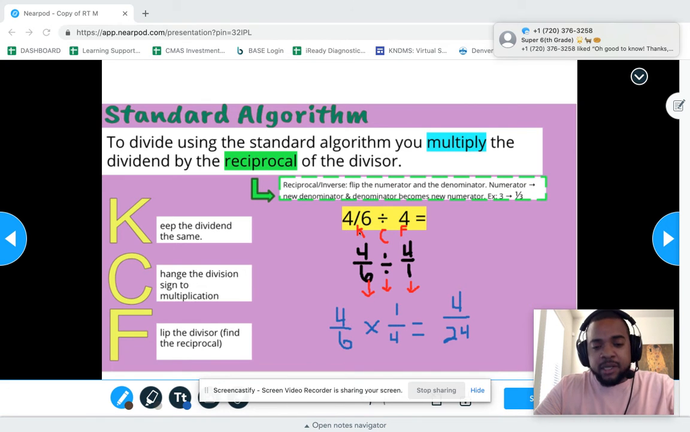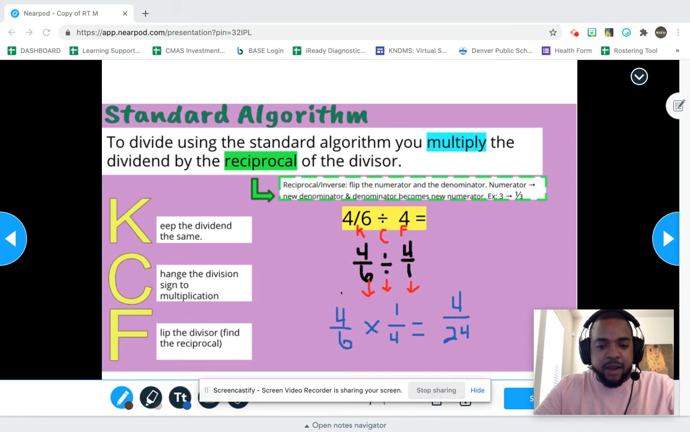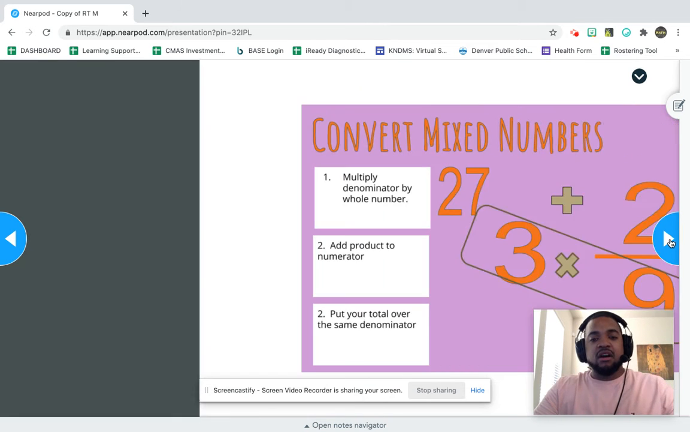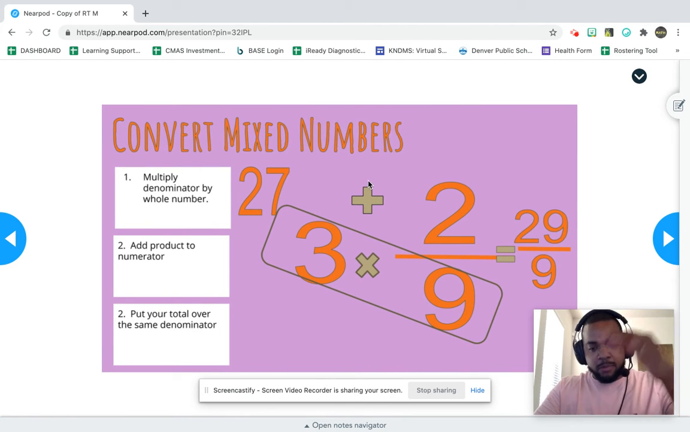Just to remind me what I need to do: keep the first fraction the same, stays 4/6, change division to multiplication. Here you see down here, flip my divisor, which is 4 over 1, turn it into 1 over 4. Then you just multiply across. 4 times 1 is 4. 6 times 4 is 24. So we're going to use this understanding in combination with our understanding of converting mixed numbers into improper fractions to do our work today, which I'm about to show you how to do.